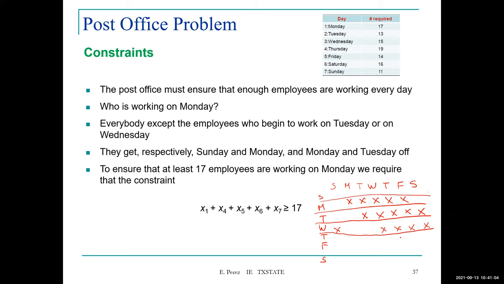So you see the process. If I start on Thursday, I work these 3 days, and then I have Tuesday and Wednesday off. And if you continue that process, Friday, 3 days here, and then I have Wednesday and Thursday off. If I start on Saturday, I work these days and I have Thursday and Friday off. If I start on Sunday, I work these days and I have Friday and Saturday off.